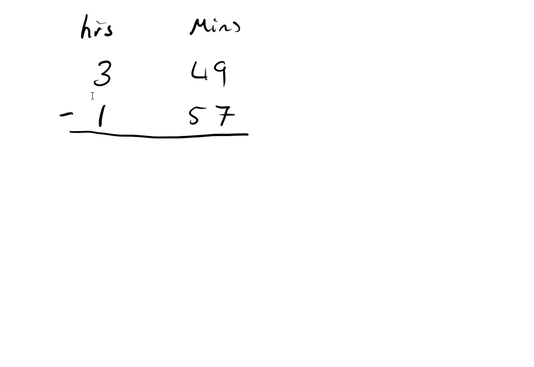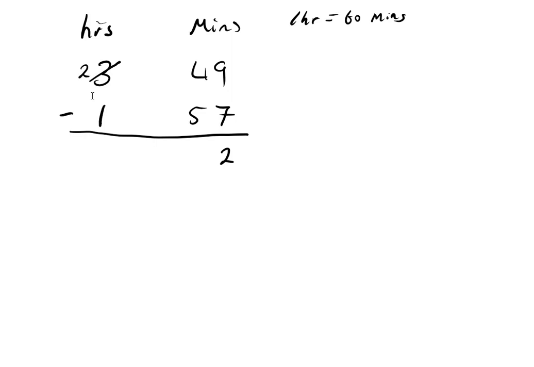So we start as normal. 9 take away 7 leaves us with 2. 4 take away 5. This we cannot do, so we're going to have to borrow. And again, it's very important to remember that 1 hour equals 60 minutes. So when we borrow, cross out the 3, make that into a 2 hours.